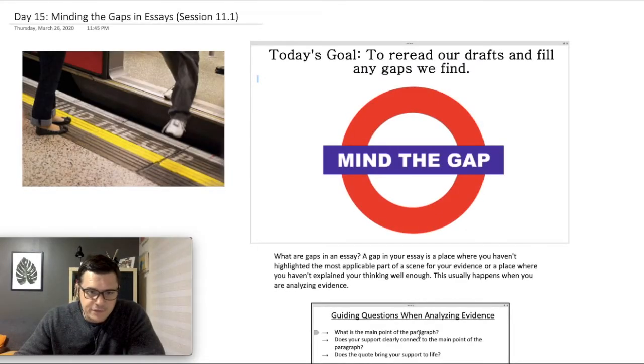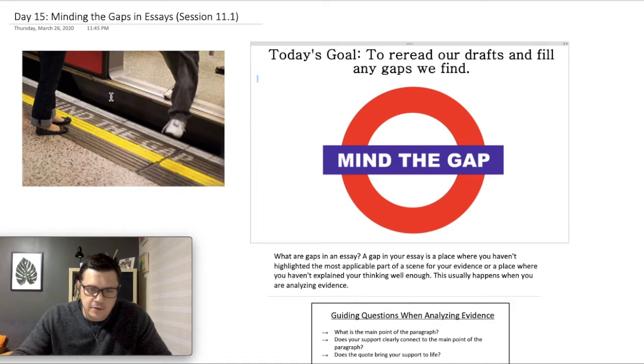Today is day 15 of our literary essay unit. We are approaching the end of Bend 2, so much of the work we do today is going to be on revision. But before I let you go and revise, I want to go over some things that I've seen in the work that I've read so far. Today's goal is to reread our drafts and fill any gaps we find.